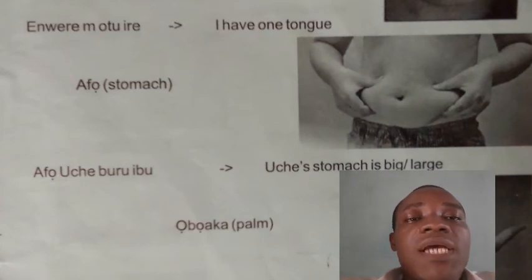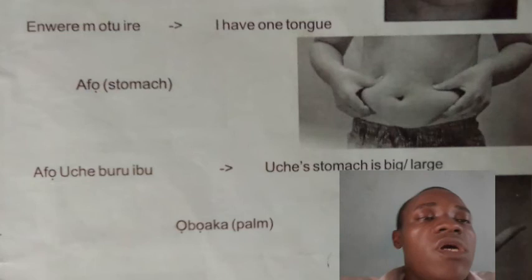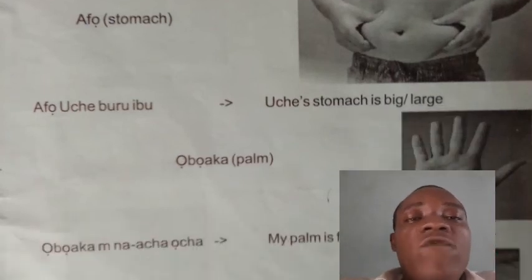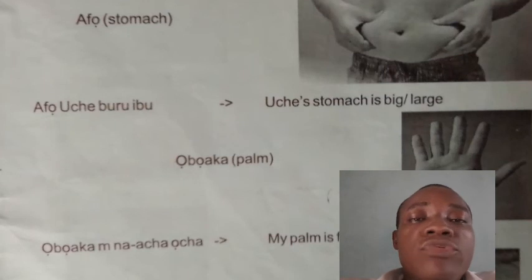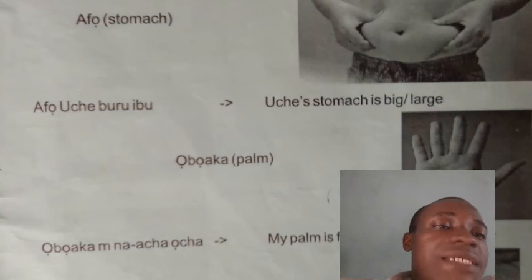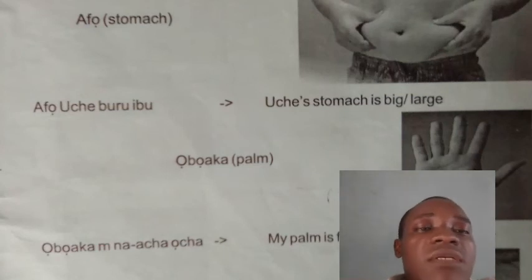Stomach. Stomach in Igbo is afọ. So you can see the picture there. Okay? Which is afọ. Alright, so let's make sentence with it. Afọ Uche buru ibu. So the English format means Uche's stomach is big. Either you call it big or you call it large. So you can see the stomach there in the picture.